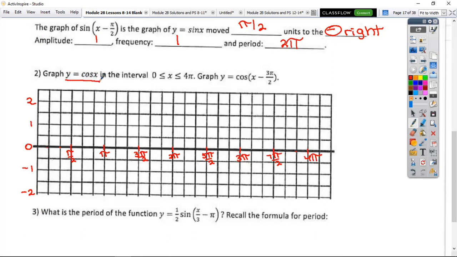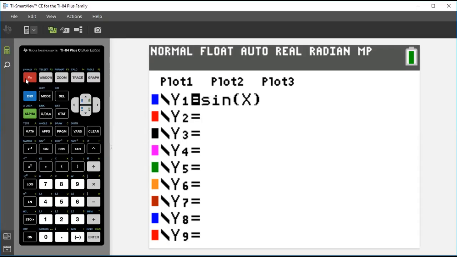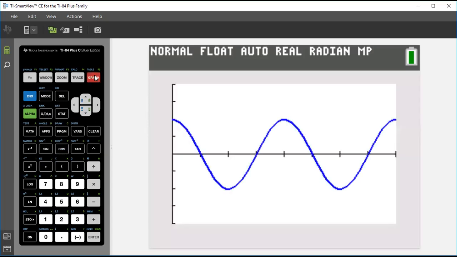I'm going to go back to the calculator. Again, I don't have to make any changes to the window. It's the same as above. And I'm going to go y equals, and I'm going to just simply change it to cosine instead. So I hit graph. And again, this is going to model the graph paper that's right in front of you. And that's all you're going to do right there. So my first point is up at 1, 0, -1, 0, and then back up at 1.